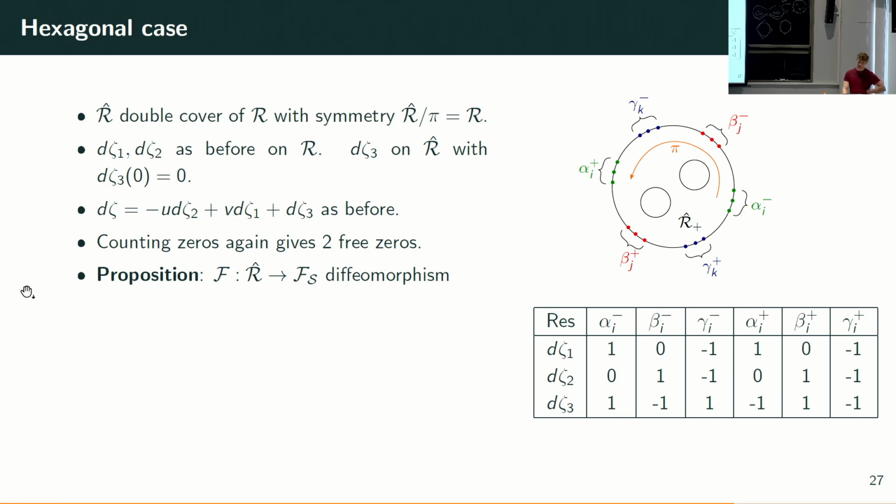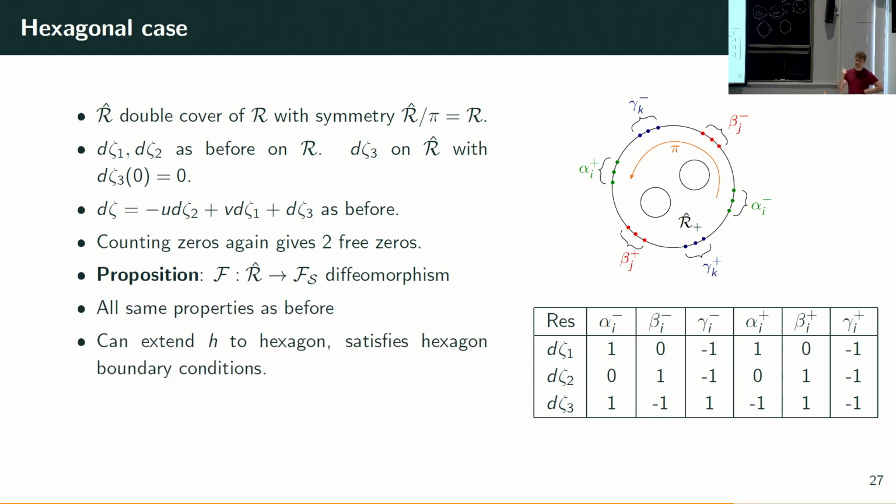And so then, yeah, again, you define this family, you count the number of free zeros, it turns out, again, there's exactly 2. And this, again, defines you the map between this double cover and the liquid region of the dimer on the hexagon. Same exact game. You still have all the same properties. Again, your height function, or like this h, can again be extended. It satisfies the hexagon boundary conditions, and it turns out again that this is the surface tension minimizer, but now on the hexagon.